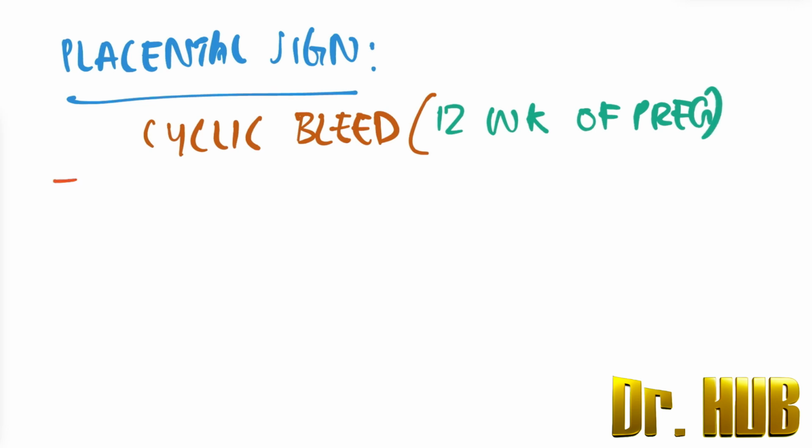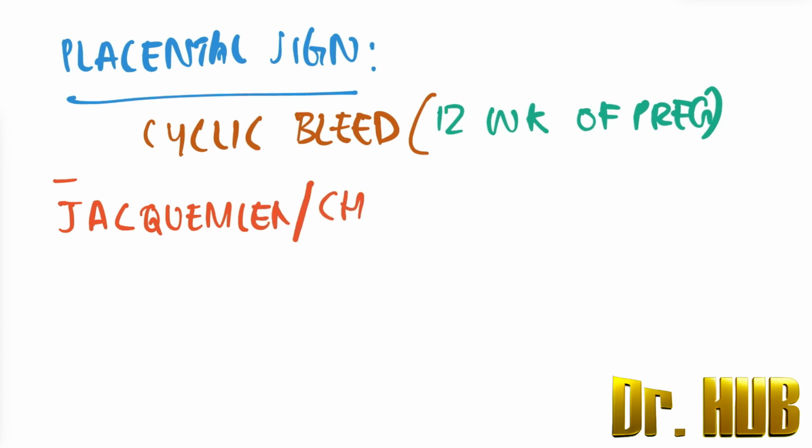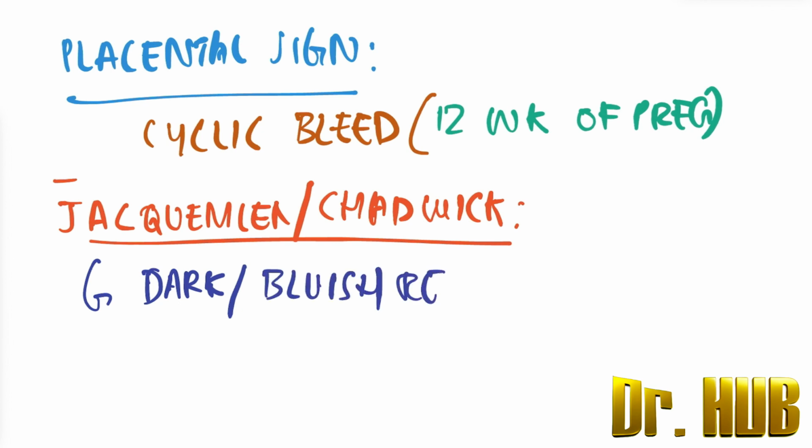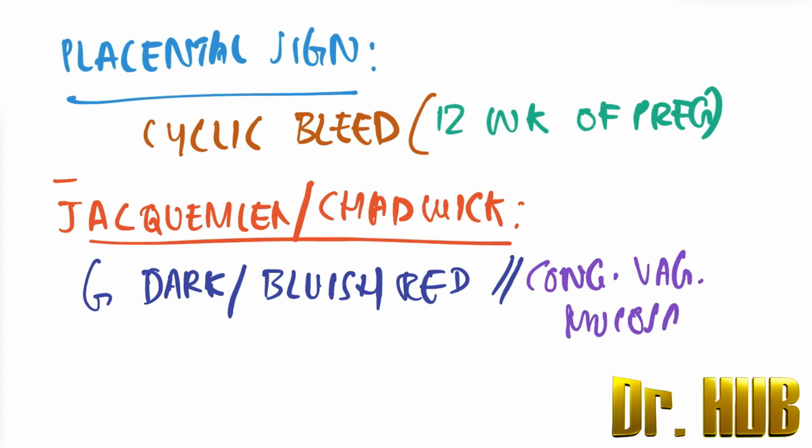Then we move on to the Jacquemier or the Chadwick sign. So what is the Jacquemier or the Chadwick sign? It is a dark bluish red, as well as congested vaginal mucosa. So this is by the 8th week.